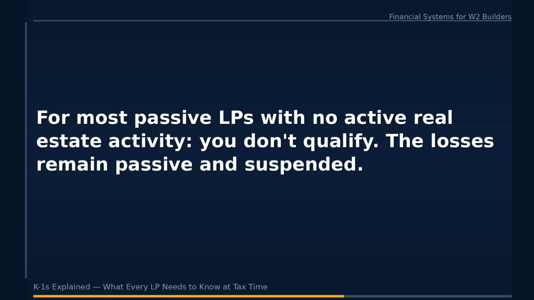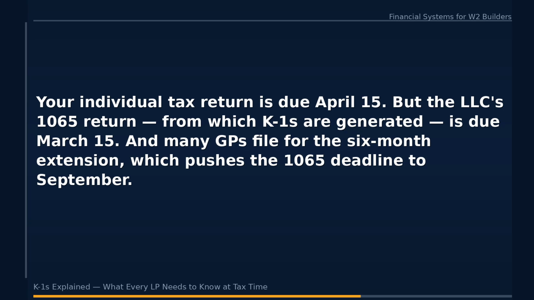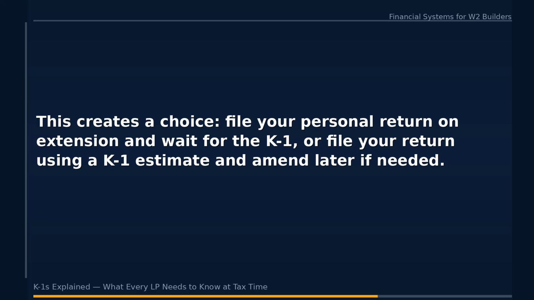Now let me cover the K-1 timing issue, because this catches new LPs off guard. K-1s are notoriously late. Your individual tax return is due April 15th. But the LLC's 1065 return, from which K-1s are generated, is due March 15th. And many GPs file for the 6-month extension, which pushes the 1065 deadline to September. That means your K-1 might not arrive until August or September. This creates a choice: file your personal return on extension and wait for the K-1, or file your return using a K-1 estimate and amend later if needed.